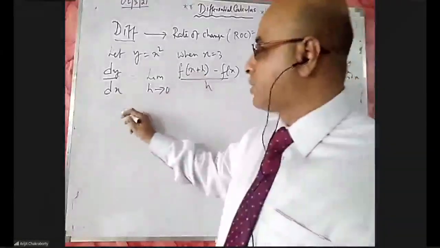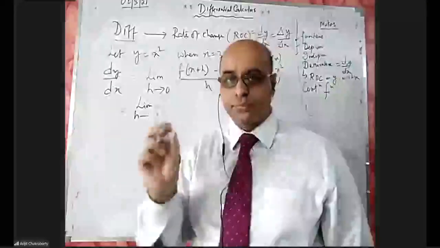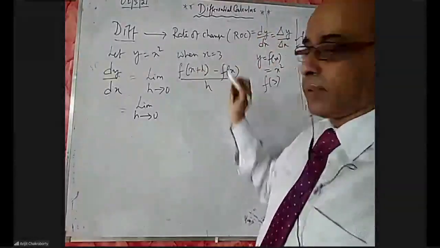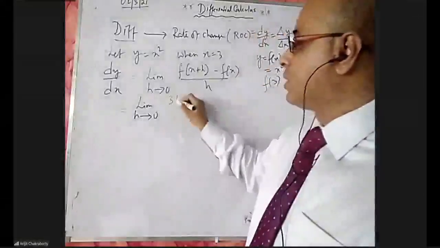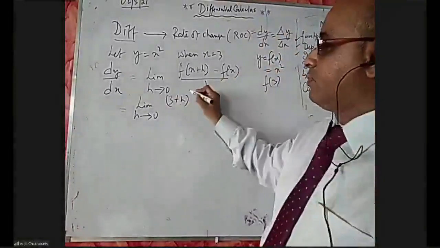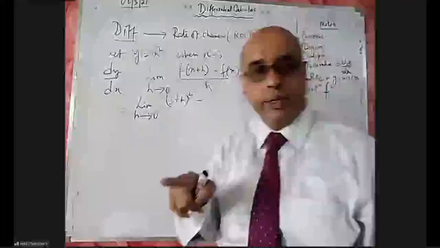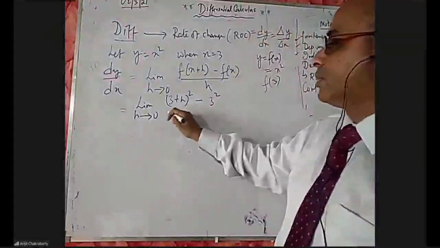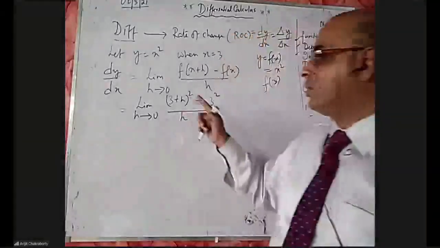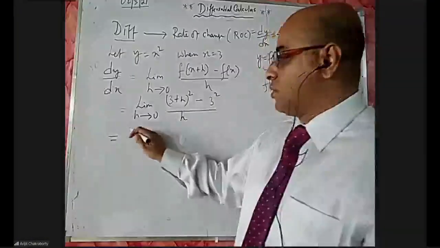So I will write like this, the next step, limit h tends to 0, right? The difference tends to 0. Instead of f of x plus h, I will write 3 plus h whole square, because we know it is x square. So I will write 3 plus h whole square minus fx. Fx is x square, but here x is 3, so I will write 3 square, divided by h. I think it makes sense. You can follow: 3 plus h whole square minus 3 square by h. Let us expand this and see what we get.